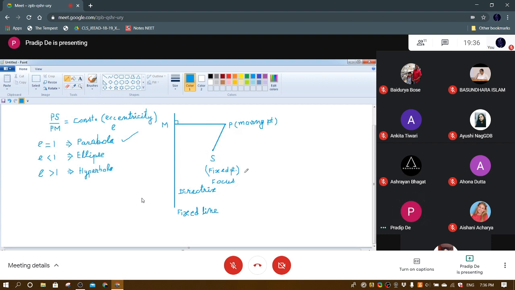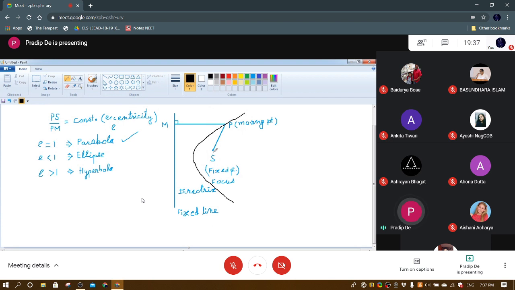The fixed point is focus. The fixed line is directrix. And when you draw the parabola, it will look somewhat like this. So we'll take this case one by one. I'll show you one example of how exactly a parabola looks.